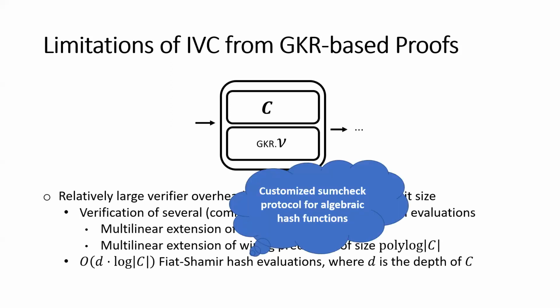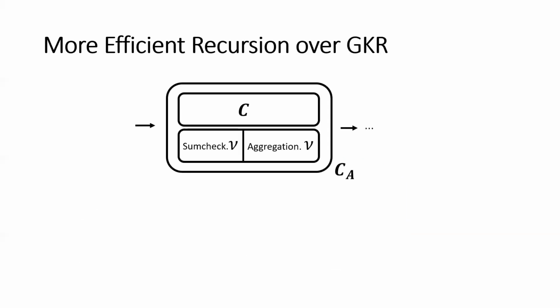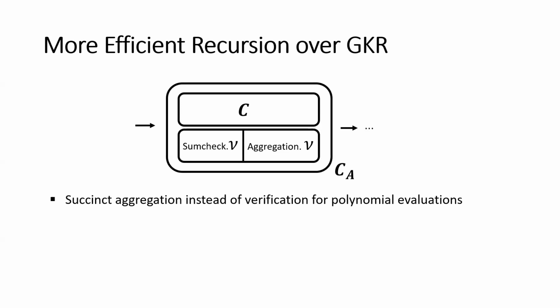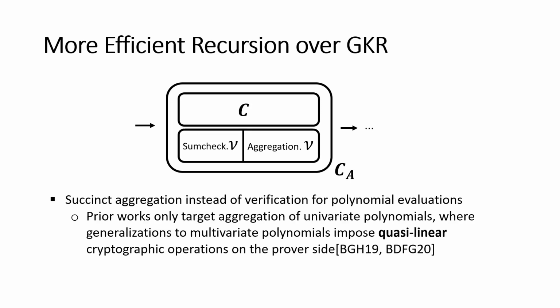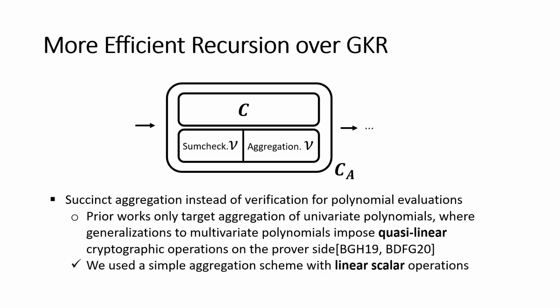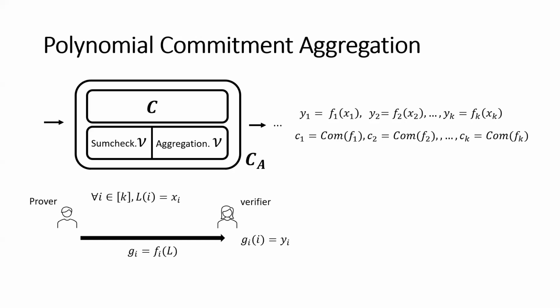For the second problem, we design a customized sumcheck protocol for the specific hash function we use, the MiMC hash function. And for the first problem, instead of delegating the polynomial evaluations to the prover and checking the evaluation proofs, we just aggregate the evaluations. So the prover does the evaluations and sends the evaluations without evaluation proofs to the verifier circuit, and the verifier circuit just aggregates the evaluations. These aggregation schemes were studied in previous works, but the problem is that prior work only targets univariate polynomials, and the generalization to multivariate polynomials imposes quasi-linear cryptographic operations on the prover side. Instead, we use a simple aggregation scheme with linear scalar operations. I'm skipping the technical details of the aggregation.